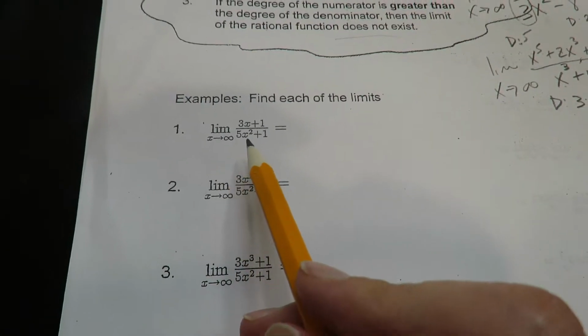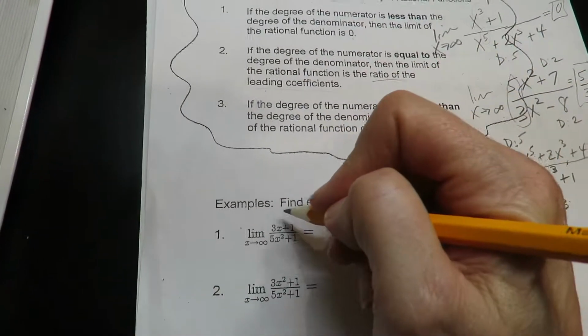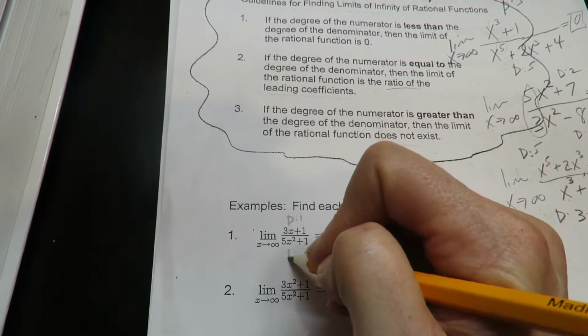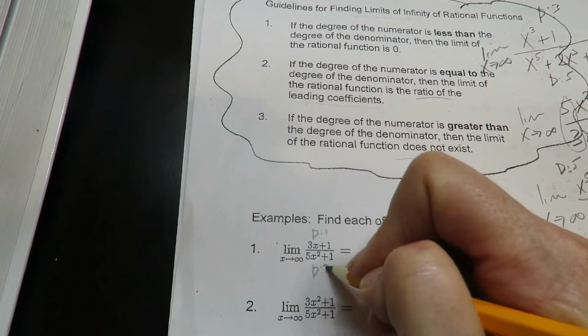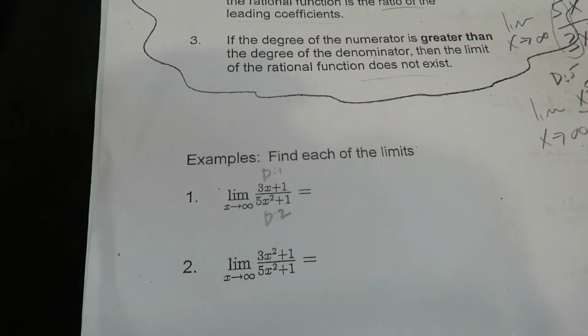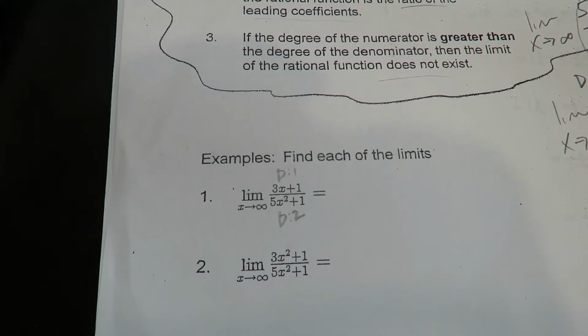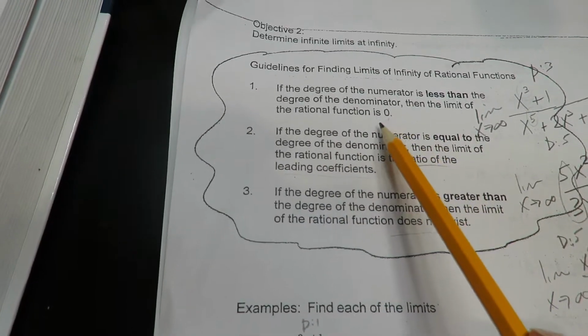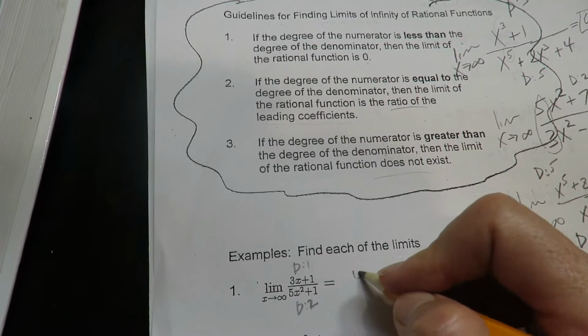Okay, so I'm going to look at the degree of the numerator. The degree of the numerator is linear, that's first degree. Degree of the denominator is quadratic. Okay, so this would be the case where it's bottom heavy. Anytime it's bottom heavy, that's this case. It's going to go to 0.